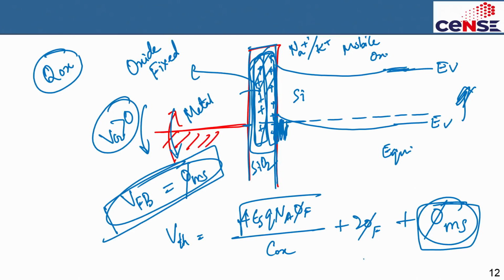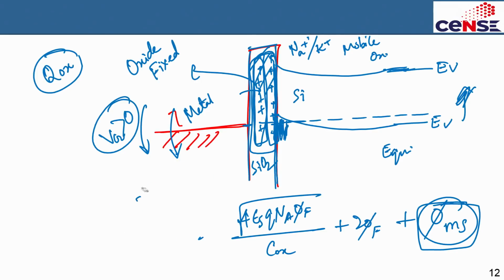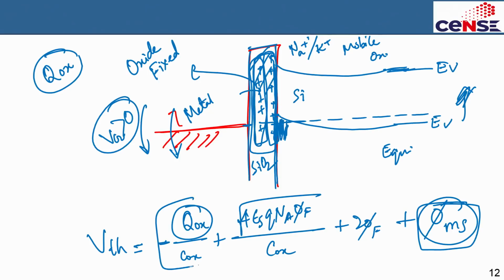And so we have to add this term, minus QOX by COX. Let me write that down better. So for your threshold voltage, you have to add that term, minus QOX by COX, where COX is the capacitance of the oxide. Remember, this oxide charge is typically positive, so with the negative sign, this is a negative quantity. This is the total expression for threshold voltage.